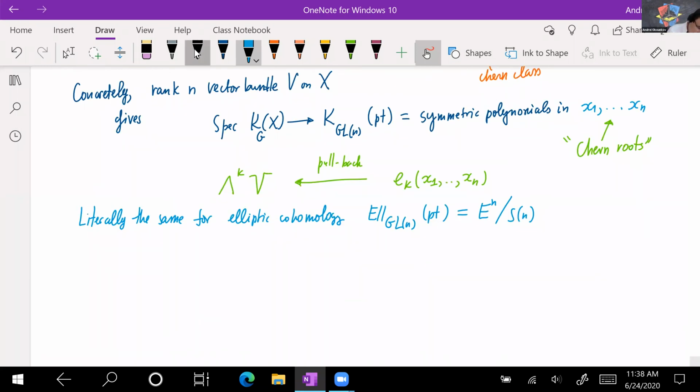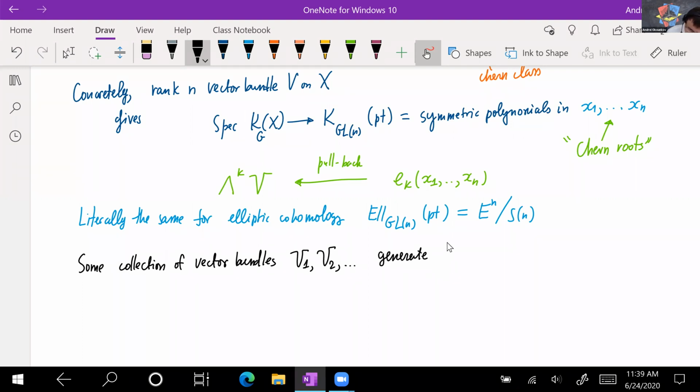And so then we say that some collection of vector bundles on V2, whatever, generate K of X.